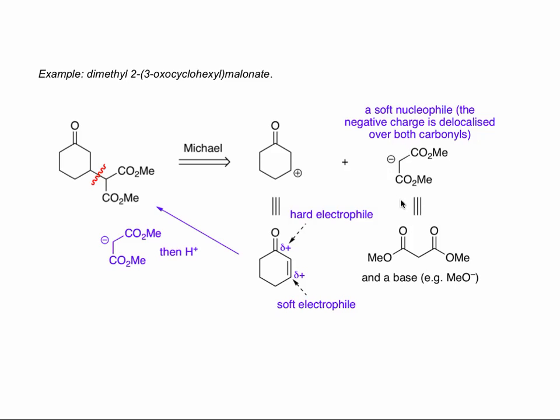This is described as being a soft nucleophile because the negative charge can be spread over both of the carbonyl groups. It's delocalized. So this is a soft nucleophile. As a consequence of that, it will react at the soft electrophilic position of the alpha-beta unsaturated ketone, which is the 4 position. So in the forward reaction, the anion will attack at the 4 position, pushing the electron density onto the oxygen. We form an intermediate enolate ion, which on protonation then forms the target molecule.